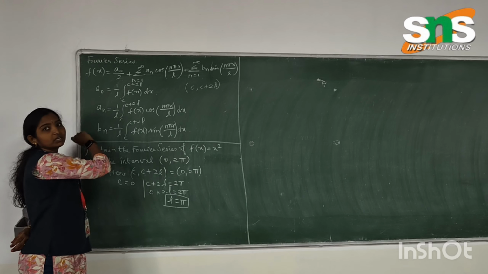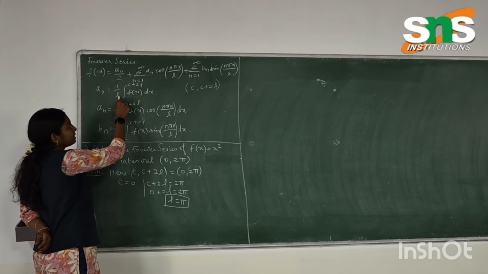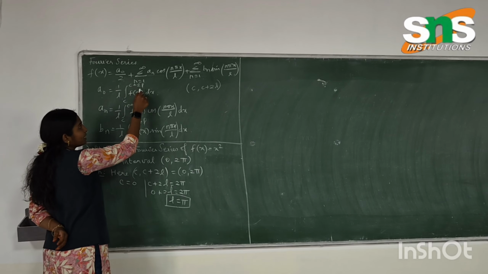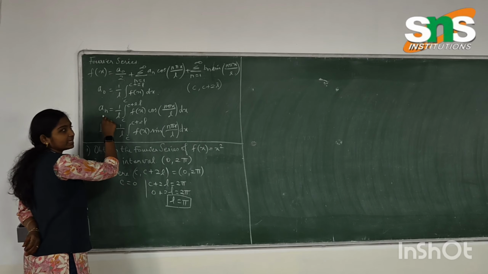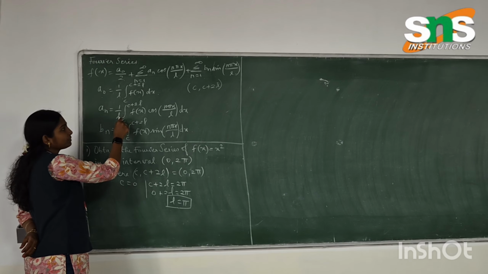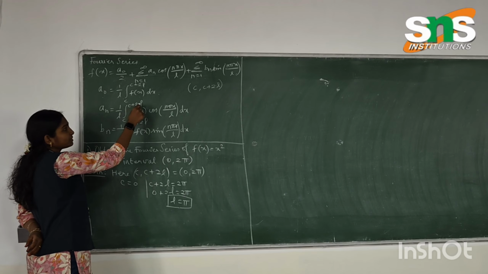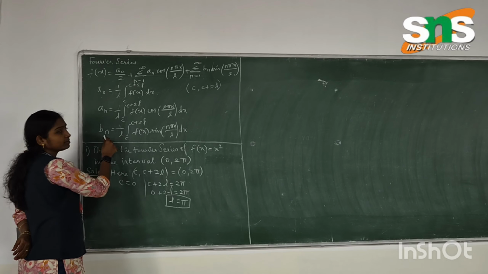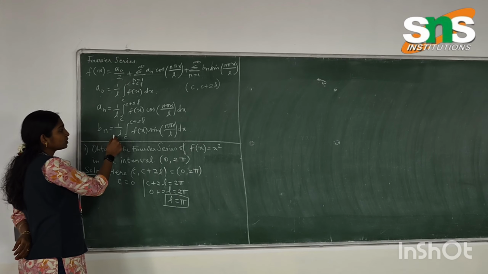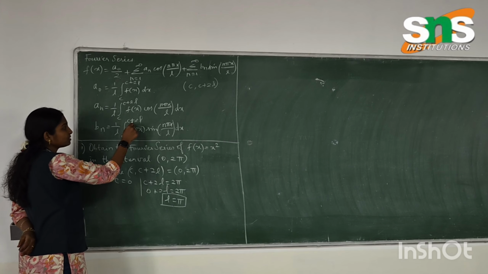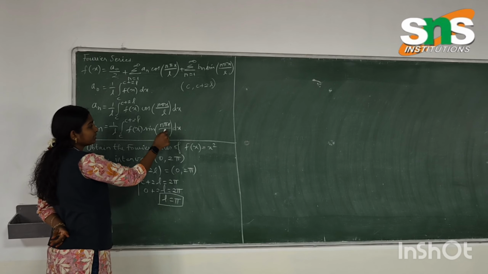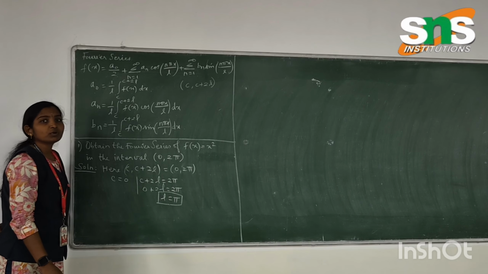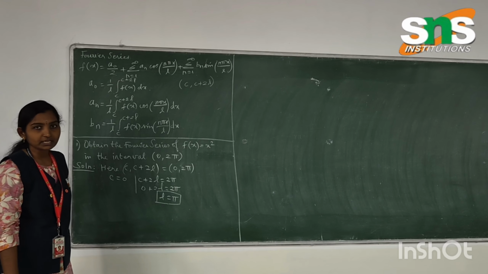So what is a0? a0 has the formula 1 by l integral c to c plus 2l f of x dx. What is an? an is equal to 1 by l integral c to c plus 2l f of x into cos n pi x by l dx. In a similar way, what is bn? bn is equal to 1 by l integral c to c plus 2l f of x into sin n pi x by l dx. These are the required formulas to find the Fourier series expansion.